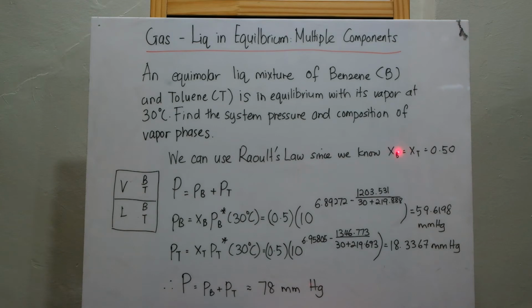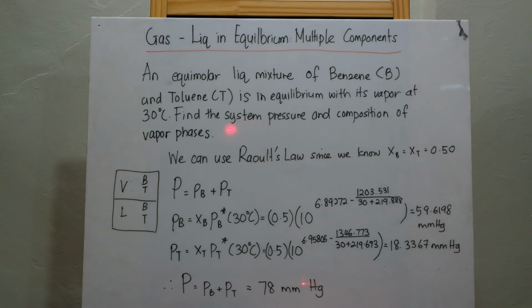Since we are given information about X, the best way is to use Raoult's law, because we have X, and we have information about benzene and toluene in our textbook. So let's use Raoult's law. We use Raoult's law because we have information about benzene and toluene in table B4, for the Antoine equation.